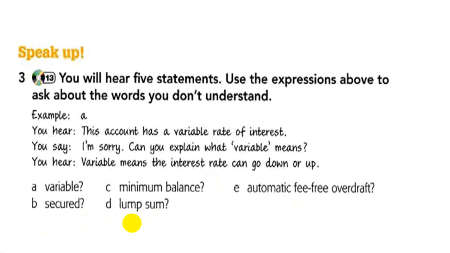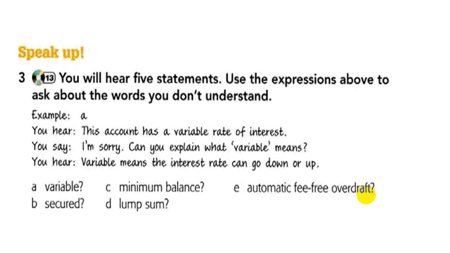A lump sum means a single one-off deposit rather than regular deposits. You got it? Okay. We also offer an automatic fee-free overdraft of $1,000 with online accounts. So what do you mean by automatic fee-free overdraft? That means you don't have to ask for an overdraft up to $1,000, and you don't pay anything for the facility. Okay, is it clear?